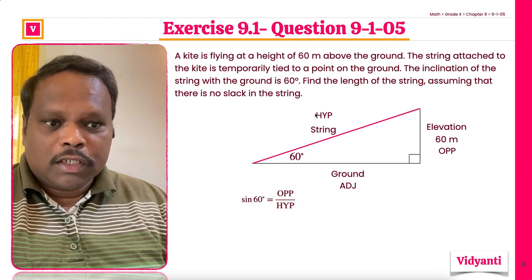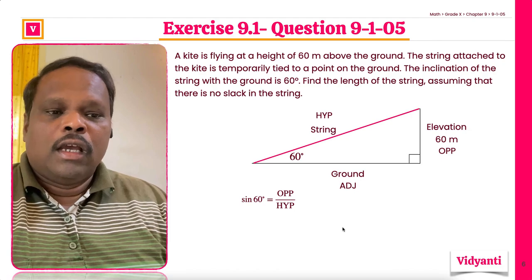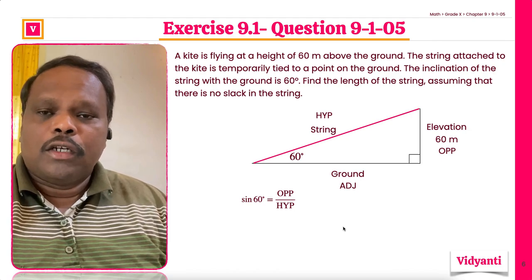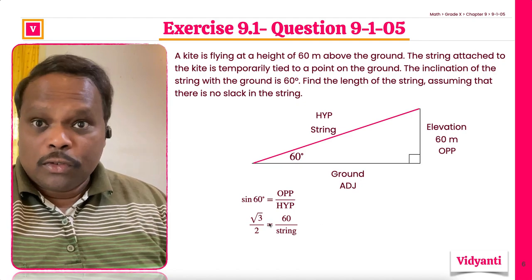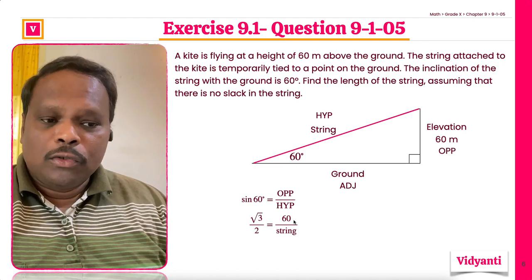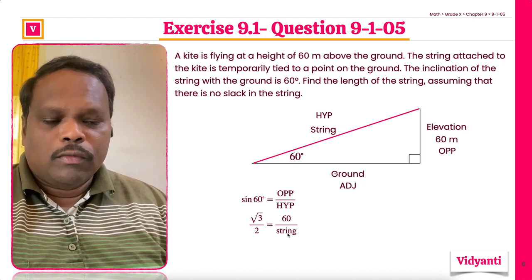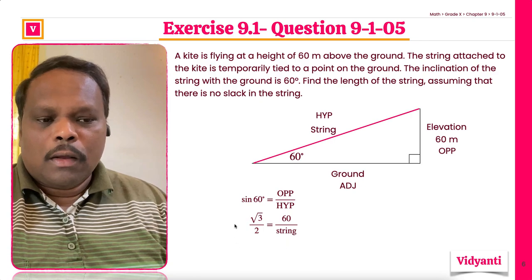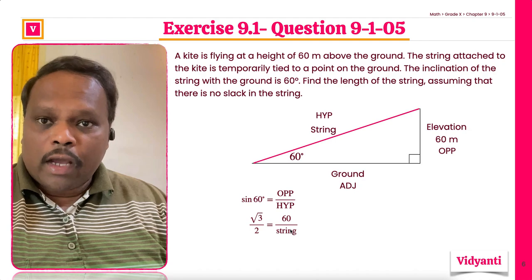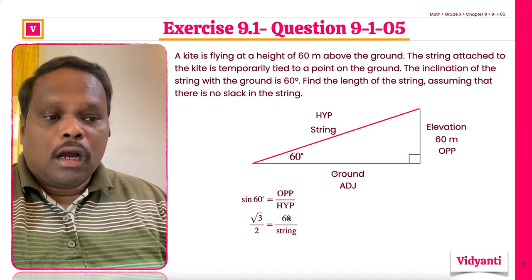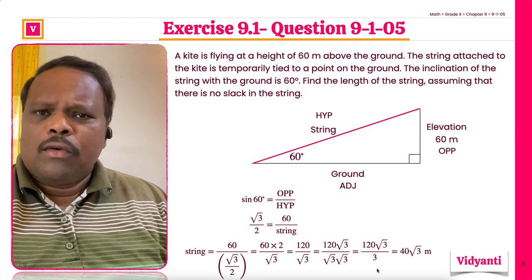We can write an equation: sine of any angle is opposite over hypotenuse. And from the standard trigonometric ratios, we know that sine 60 is root 3 over 2. And we can substitute that in the given expression. So root 3 by 2 is 60 over string. Now, if you cross multiply, or if you exchange that string and bring it over here, this entire root 3 over 2, we can bring it back on the right hand side under 60 as a denominator. So let's do that, and then we will see how we can simplify this further.